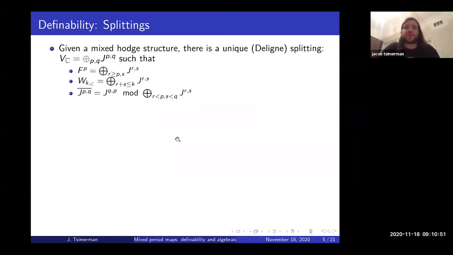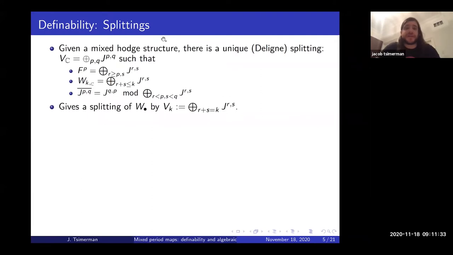And it's as close to real as you can get. Ideally, you would want the complex conjugate of J^{p,q} to be J^{q,p}. You can't quite guarantee that, but you can guarantee it up to some smaller indices. There's a unique splitting like this. And in fact, I didn't write this down, but you can characterize being a real split mixed Hodge structure as being able to get, on the nose, that the conjugate of J^{p,q} is J^{q,p}. That's another way to characterize a mixed Hodge structure being real split.